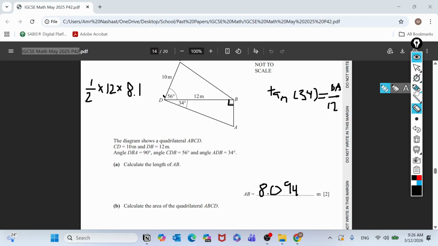Okay? So you do this plus the area of this. So this is going to be the height and this is going to be the base. How do you find the height? This is gonna be a right triangle, so it's gonna be 10 sine 56. So 1 over 2 base times height, so times 10 times sine 56.